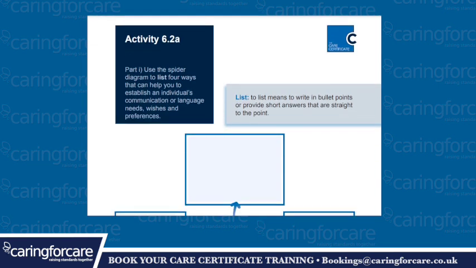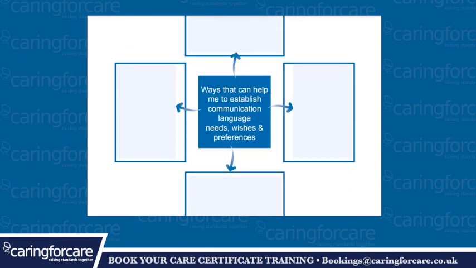Activity 6.2a, Part 1. Use a spider diagram to list 4 ways that can help you to establish an individual's communication or language needs, wishes and preferences. List. To list means to write in bullet points or provide short answers that are straight to the point. Ways that can help me to establish communication, language needs, wishes and preferences.